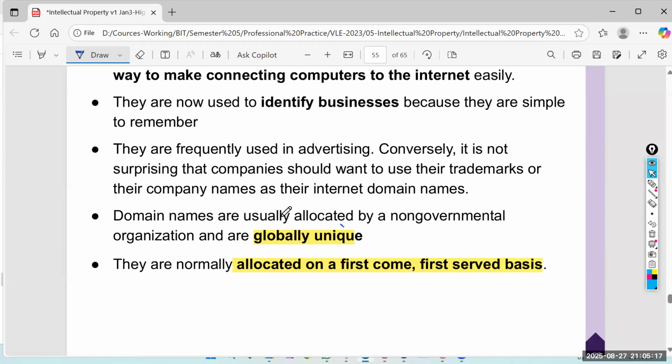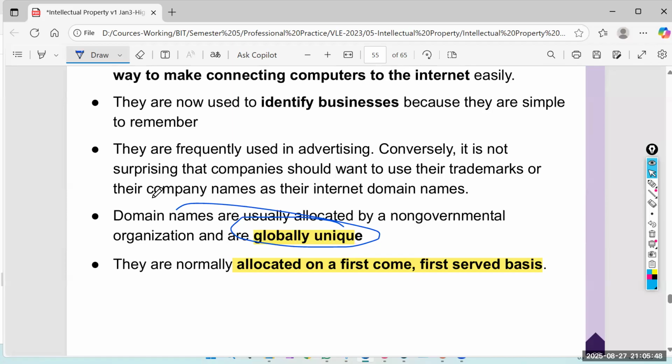And also these domain names are unique. There are no two identical domain names. So if someone has taken that domain name, unless that person releases it, you can't get it. So therefore, a domain name is sort of a restrictive thing, right? It's a limited thing.